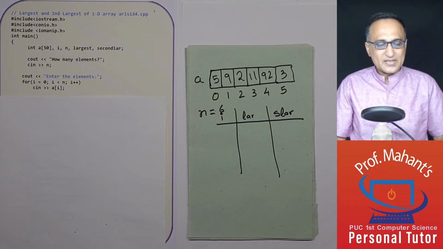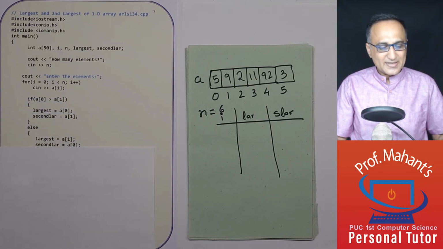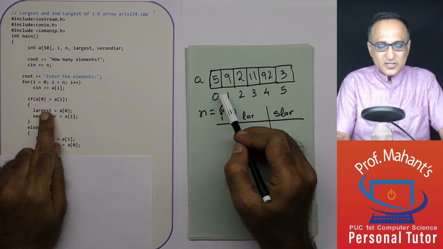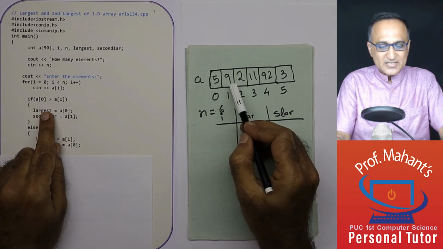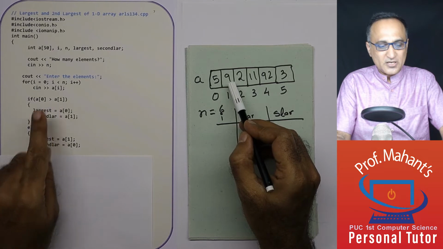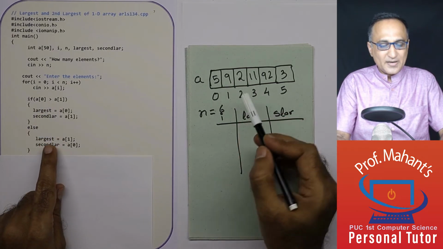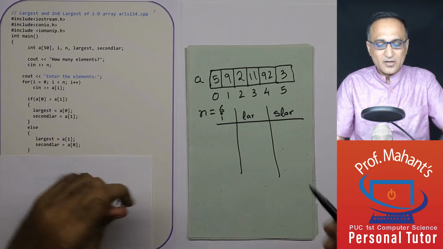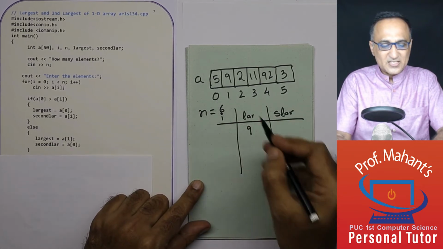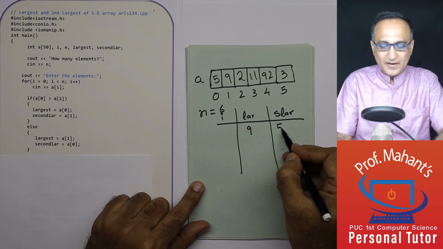Now, in order to find the largest and second largest, I am doing a basic comparison. Let me explain this comparison in simple words. I am comparing a of 0, which is 5, with a of 1, which is 9. Which is bigger, 5 or 9? This if condition is false. So I come to this. Automatically largest will be a of 1. So what is my largest? It happens to be 9. What is my second largest? A of 0, which happens to be 5.